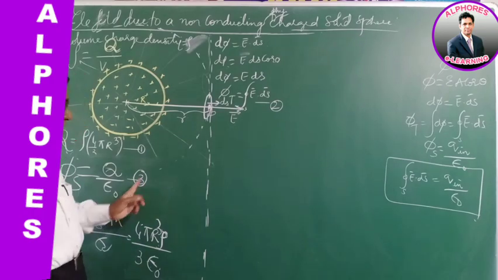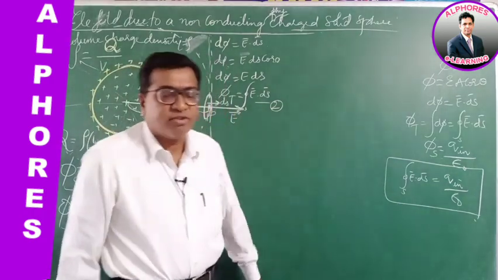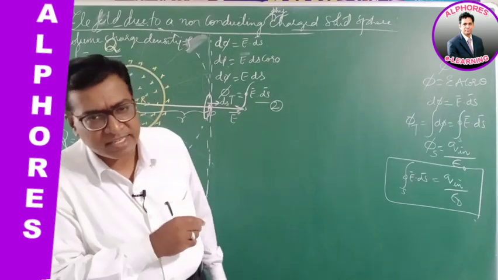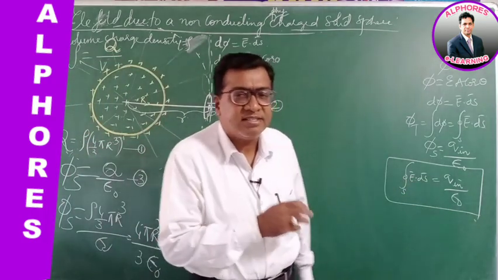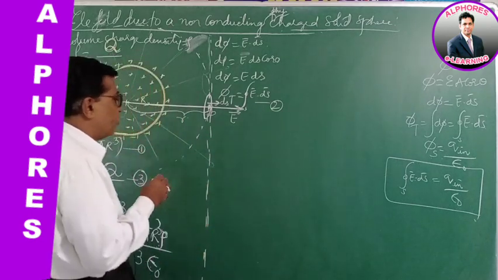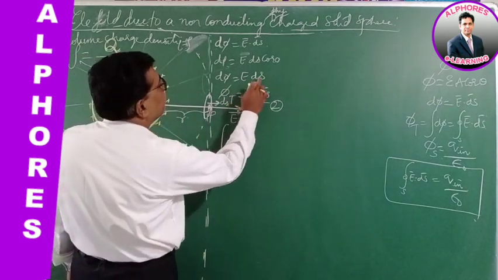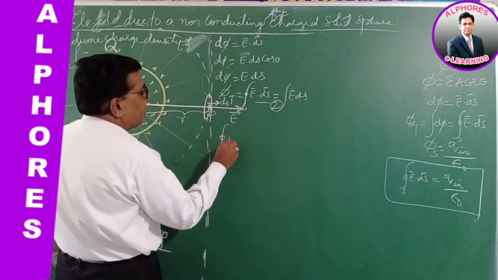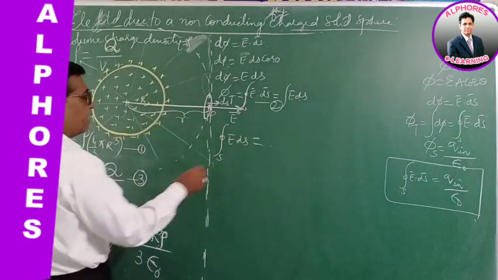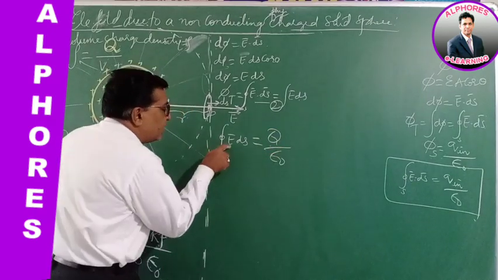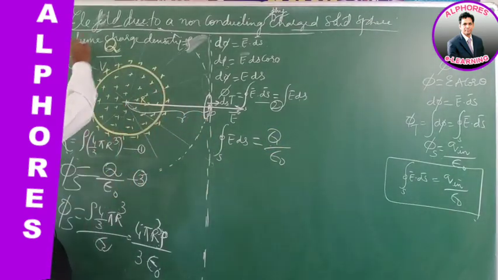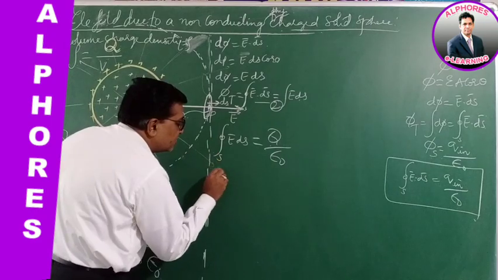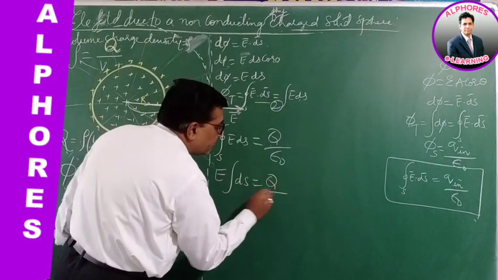Now equating 2 and 3, applying the mathematical form of Gauss law, the total flux enclosed inside the Gaussian surface, the integral of E dot ds, is equal to the charge enclosed by epsilon naught. So the surface integral of E ds is equal to Q by epsilon naught. But E is a constant, because I have imagined the Gaussian surface symmetrical to the charge distribution, so E is the same at all points of the Gaussian surface. Taking E out, E integral ds is equal to Q by epsilon naught.